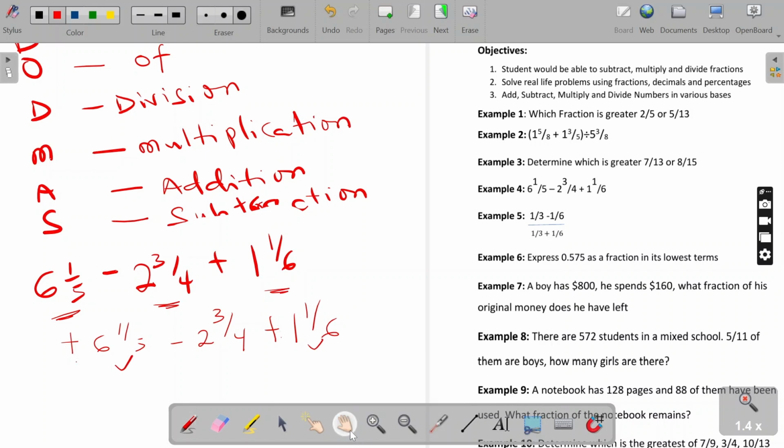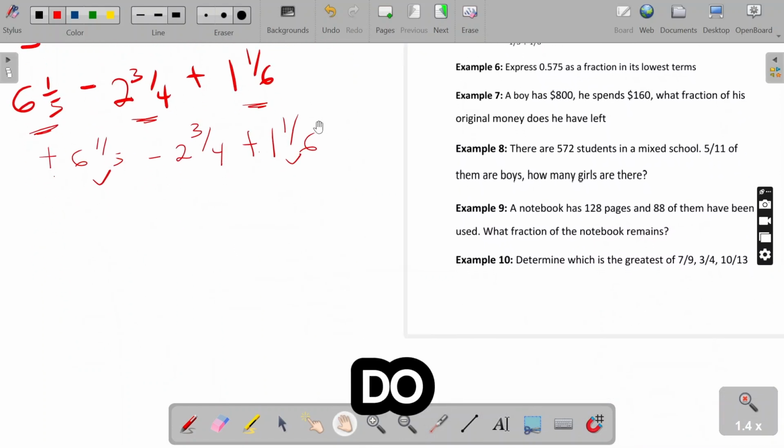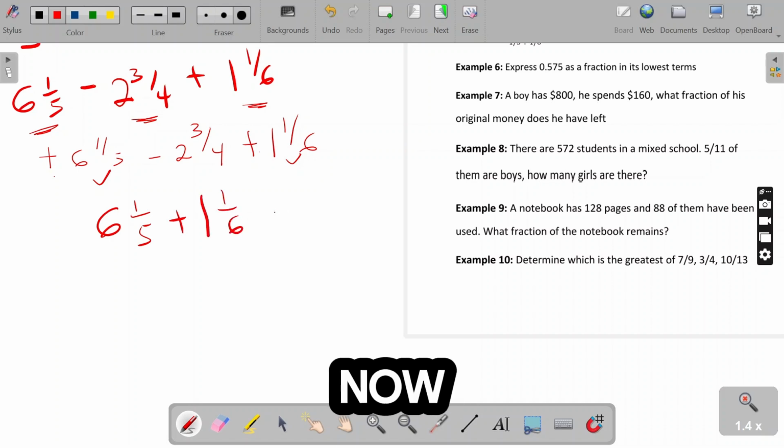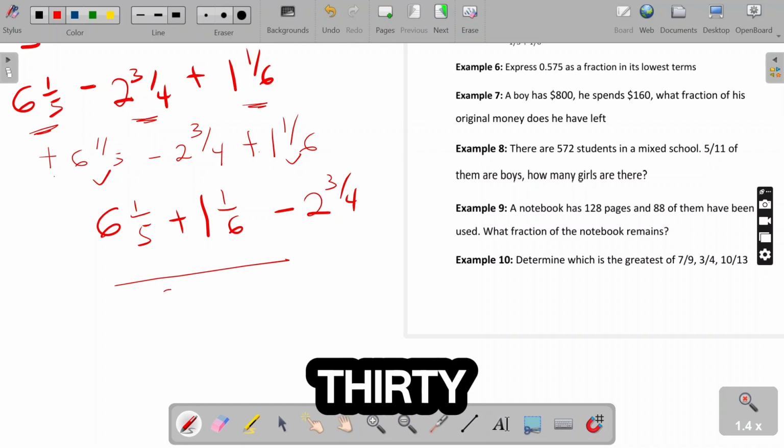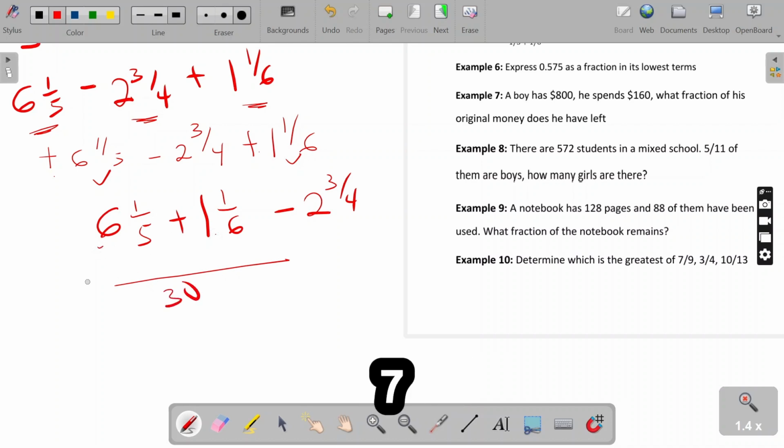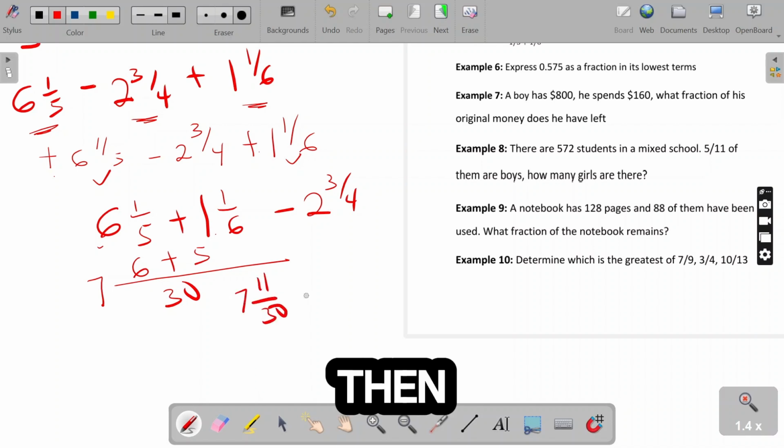So what do I do? I'm adding 6 whole number 1 over 5 to 1 whole number 1 over 6. Then I will subtract 2 whole number 3 over 4. Let's treat these two first. I have 5 and 6 here. The LCM is 30. 6 plus 1 is 7. 5 goes in 30 6 times, 6 goes in 30 5 times, and that will give me 7 whole number 11 over 30. Then minus 2 whole number 3 over 4.